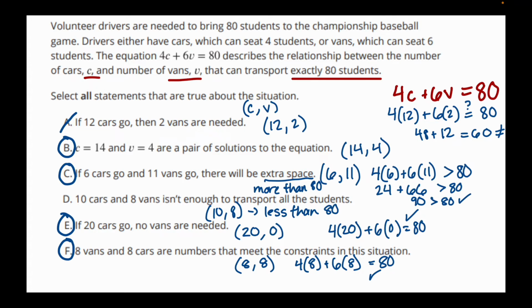Now 10 and 8 would mean that we would have 40 and 48. That would actually mean we would have more space because this would be 88. So our actual answer for D is 88, which is why it is not true, because D was saying that it would be less than 80.